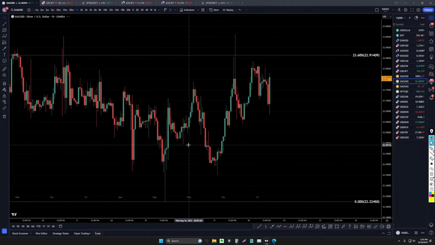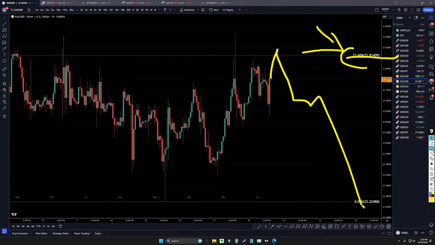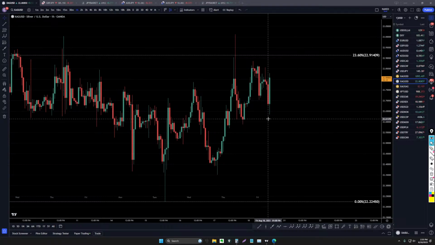So, 1 hour time frame. Yeah, I mean, it might end up being a decent long. I mean, it's at least going to bounce off here again. We have to be careful with longs right now because this very easily could bounce off this level again and just keep going down. So I don't think I would trust too many longs right now.